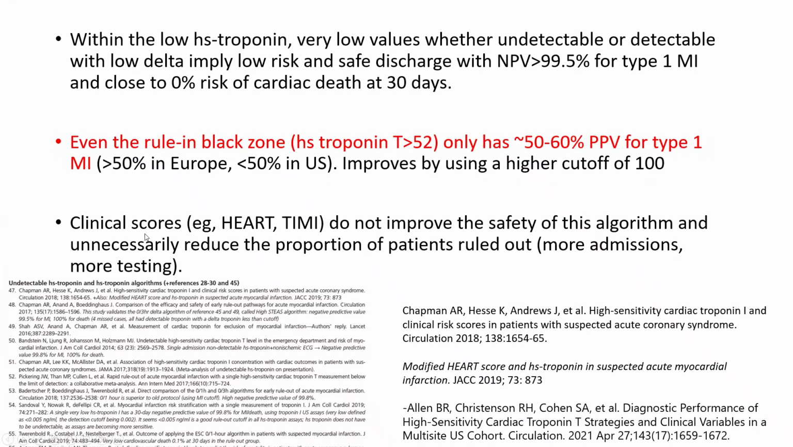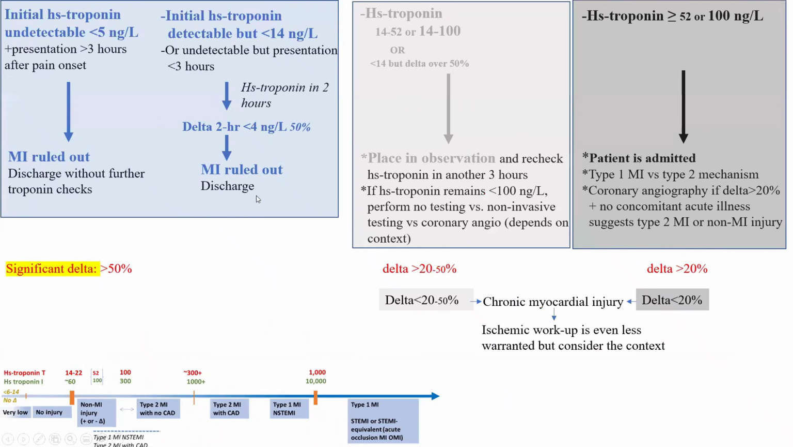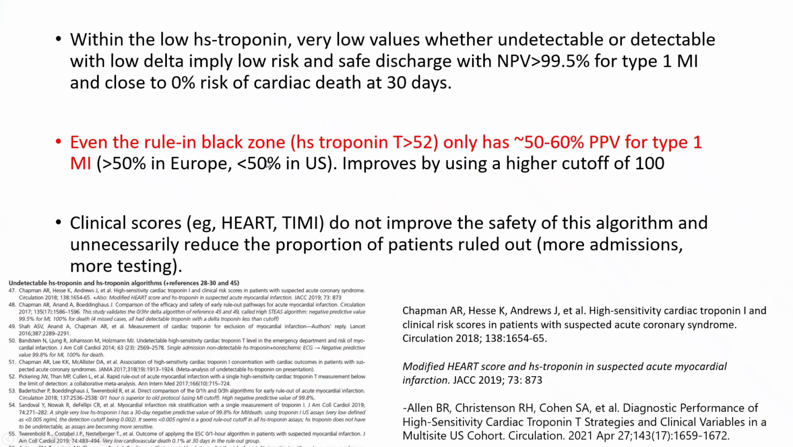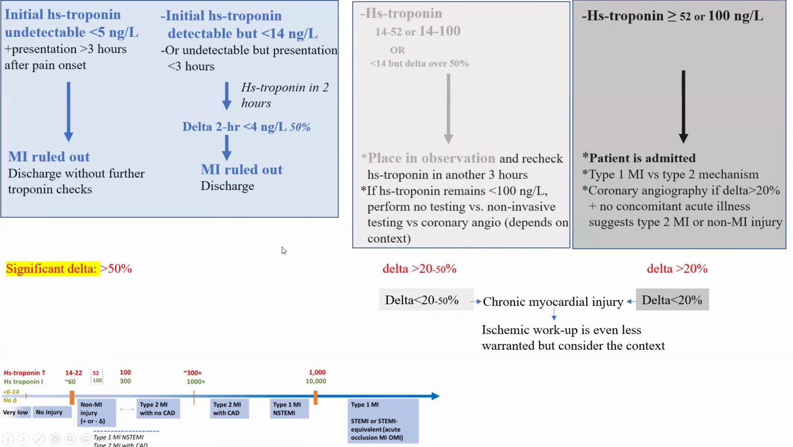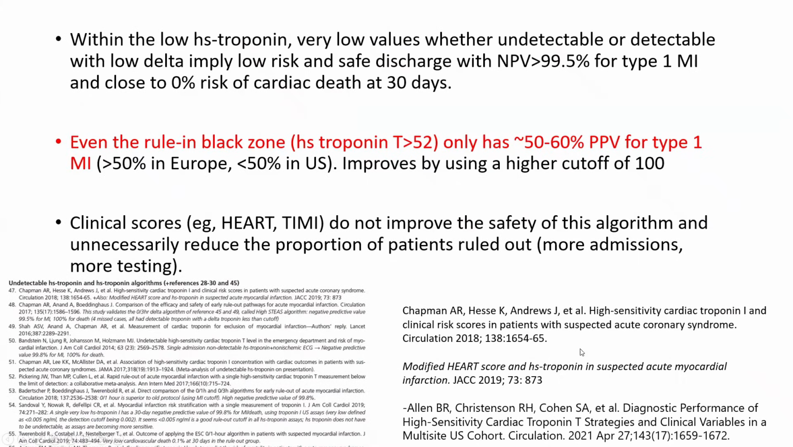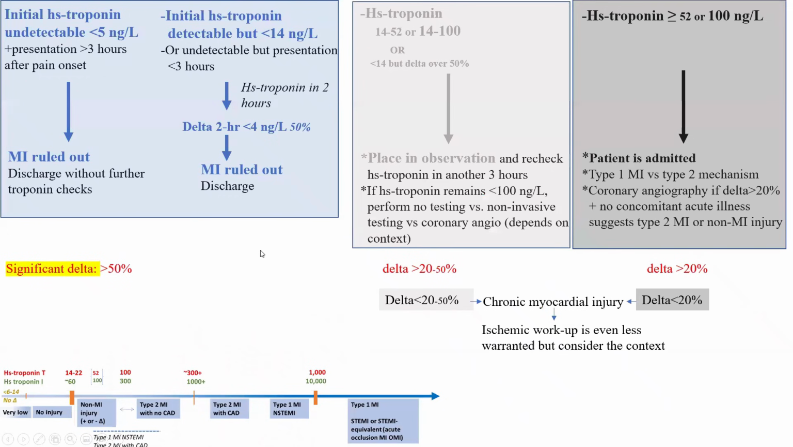Importantly, and that's an important idea for me, clinical scores like HEART, TIMI, and others do not improve the safety of this algorithm and unnecessarily reduce the proportion of patients ruled out. So confusing and complicating this algorithm by adding a HEART score or other scores will lead to more admissions and more testing. They will lead to fewer patients ruled out because of their age or their chest pain description, and you'll end up with fewer discharges. And actually, there are two European studies, those two here, that have shown that adding the HEART score does not improve the safety of this algorithm.